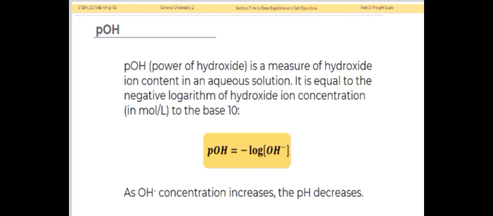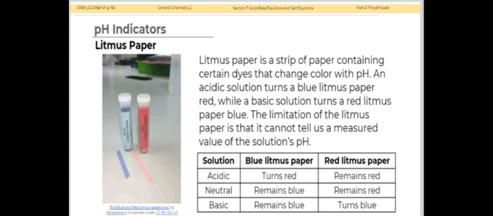pOH, or power of hydroxide, is a measure of hydroxide ion content in an aqueous solution. It is equal to the negative logarithm of hydroxide ion concentration in moles per liter to the base 10. As hydroxide ion concentration increases, the pOH decreases.